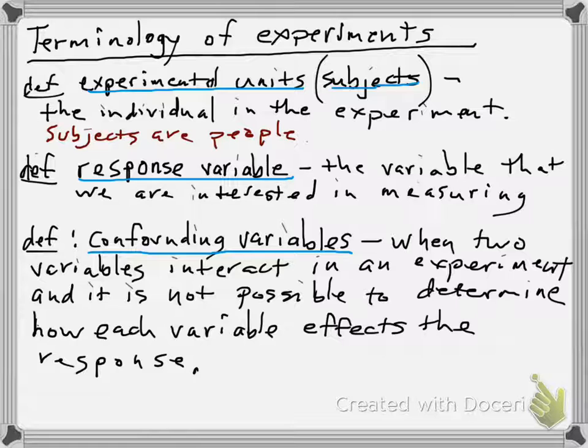Confounding variables. This is when two variables interact in an experiment, and it's not possible to determine how each variable affects the response. For instance, okay, let's get to our example right now, and I'll show you that example of confounding variable.